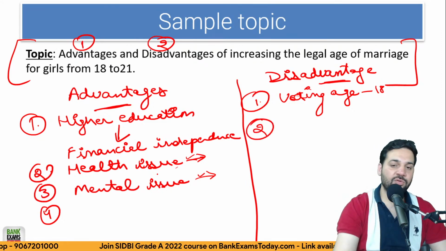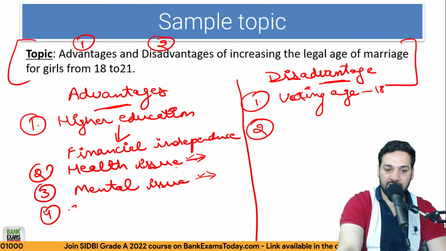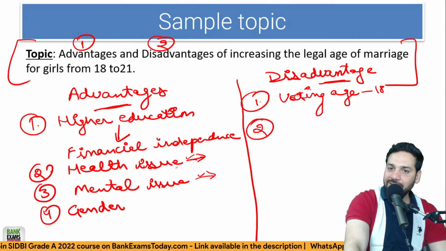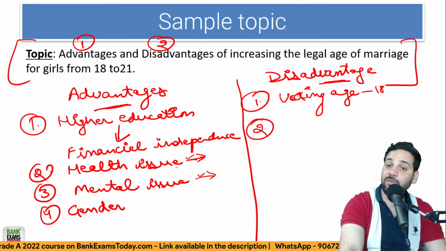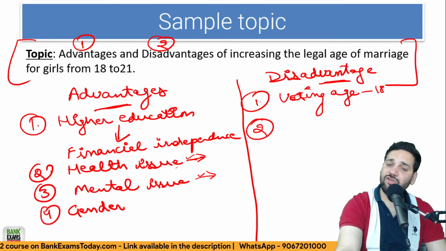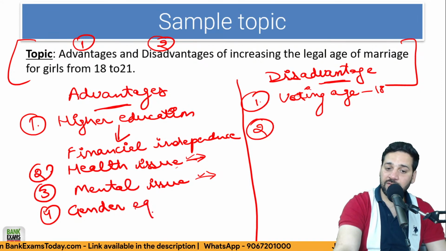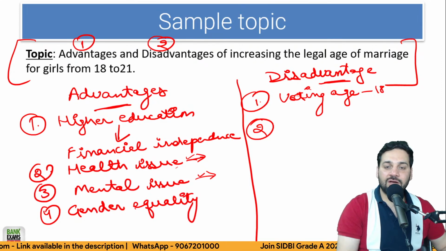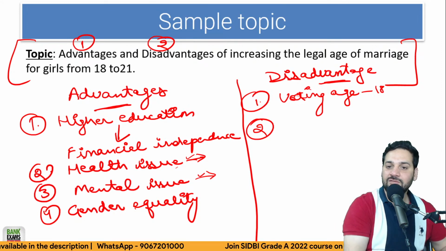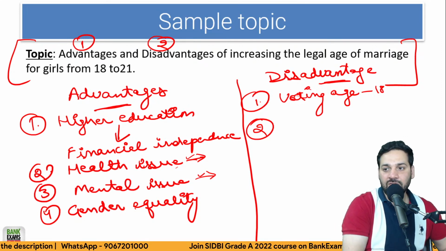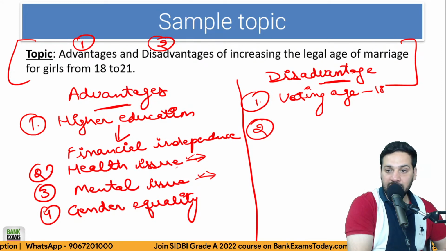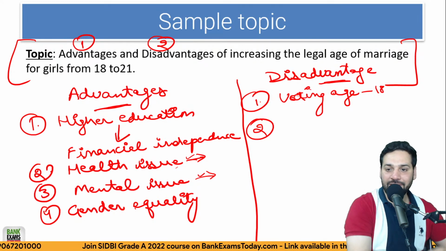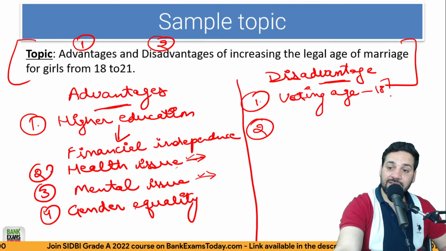And one more issue is gender equality. The minimum age to get married for males is 21, but for females it is 18. Why so? It should be equal. The government should bring equality. Either bring down the minimum age to get married for males to 18, or raise the minimum age to get married for girls to 21. So gender equality is important, and the voting right case is important.